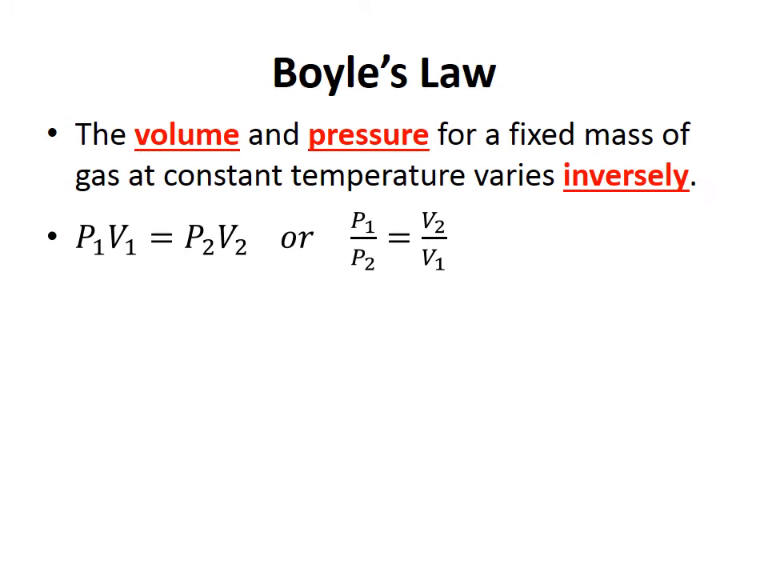So we can go with a relationship that P1V1 is equal to P2V2, where these are our initial conditions and these are our final conditions. And since the mass of gas remains the same, then the number of moles will remain the same. So P1V1 is equal to P2V2. Or you can switch it like this: P1 over P2 is equal to V2 over V1. Alright, so that tells us the volume is inversely proportional to the pressure at constant temperature and a constant number of moles, and that K represents some constant.